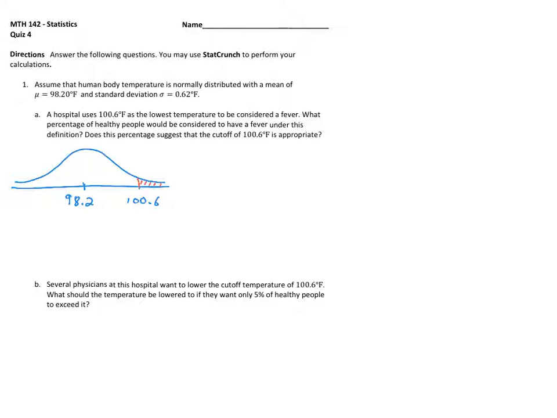So a little work ahead of time is I need a z-score. And I'm going to use this formula to figure it out: x minus mu over sigma. So both of these things are given information, and so is this as well. I put 100.6 in place of x, I subtract the mean, and divide by the standard deviation. That will normalize this data, allowing us to figure out the percentage. All right, so if I plug all this in, that's 100.6 minus 98.2, all divided by 0.62.